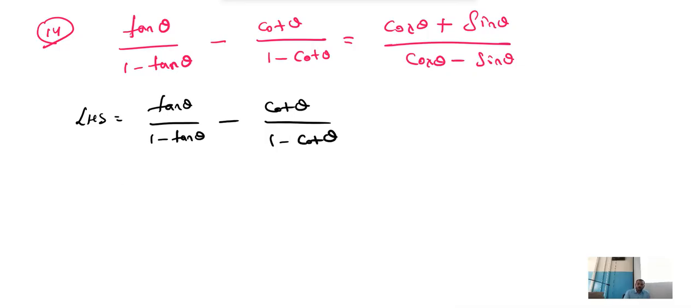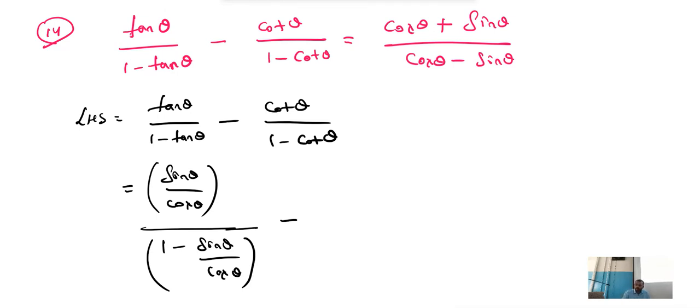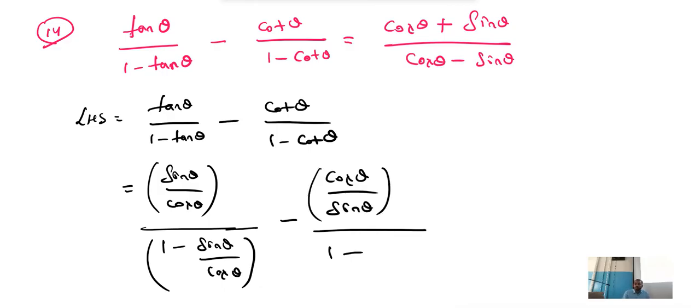Apply our basic logic. Quick. What is tan theta? Sin theta by cos theta. So what should we do? Bracket. Sin theta by cos theta divided by 1 minus sin theta by cos theta, bracket. Correct? Minus cot theta, which is cos theta by sin theta, divided by 1 minus cos theta by sin theta.